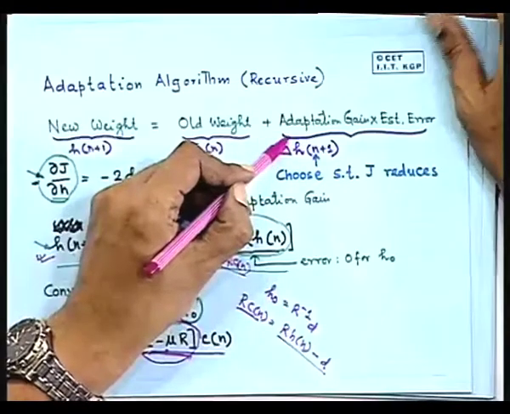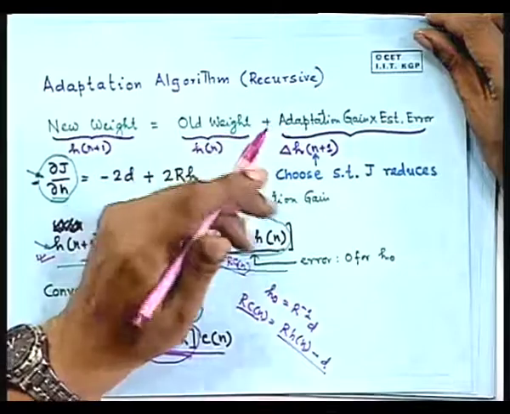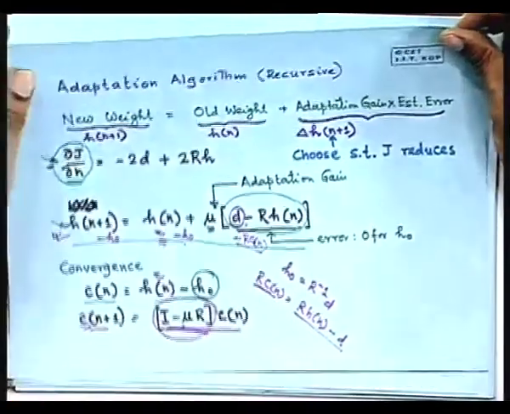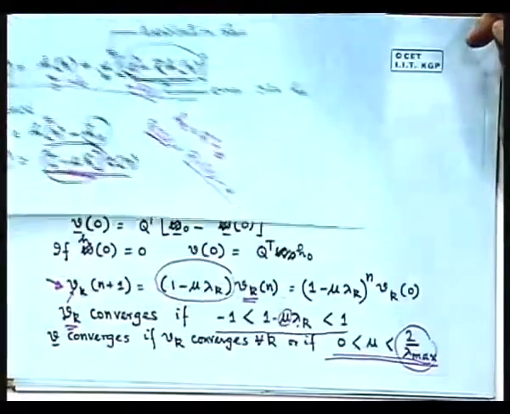So this is our result. That's how you should choose the adaptation gain. If you choose the adaptation gain too large, then the process will become unstable. Just like in control, if you increase your controller gain too much, the process becomes unstable.